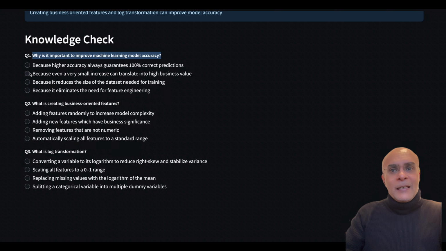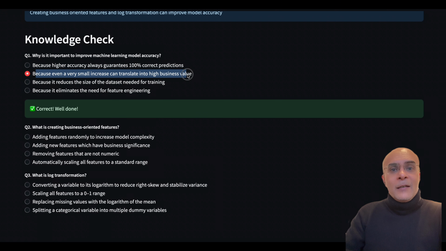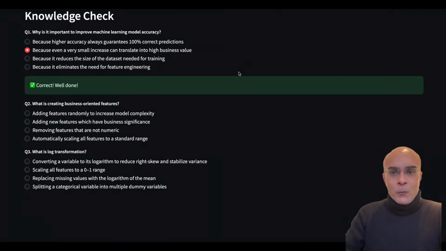Right, so the answer is even a very small increase in the machine learning model accuracy can translate into very high business value. Now let's go to the second question. What is this hack about creating a business-oriented feature? I'll give you 1 second to think about it.